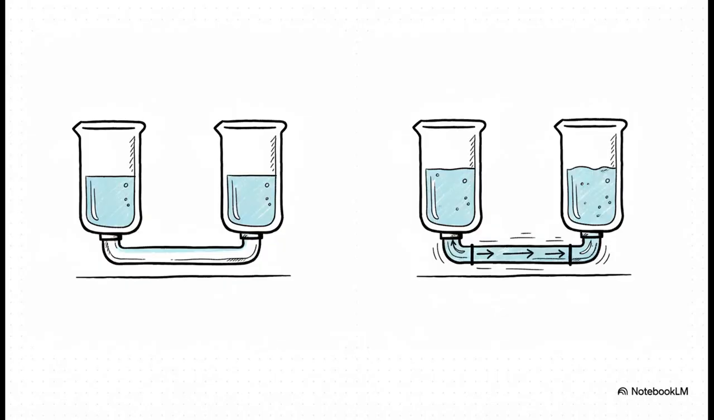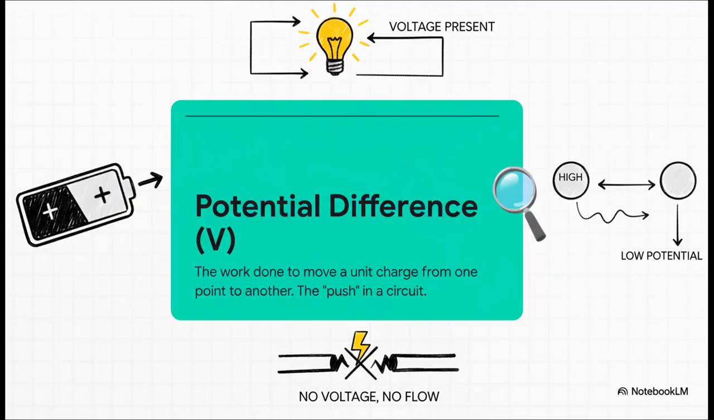But what makes them flow in the first place? Here's a great way to think about it. Imagine you've got 2 buckets of water connected by a pipe. If the water level is the same in both, what happens? Nothing. The water just sits there. But if you raise one bucket higher than the other, suddenly the water flows from high to low. That difference in height creates pressure. Well, in electricity, that pressure has a name, potential difference, but you and I know it better as voltage.